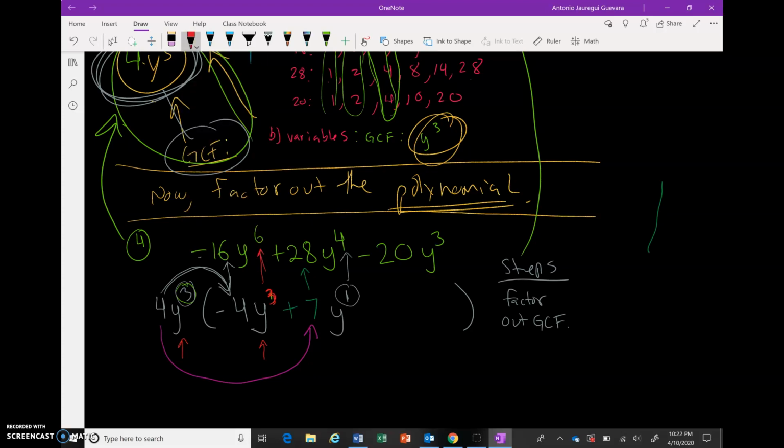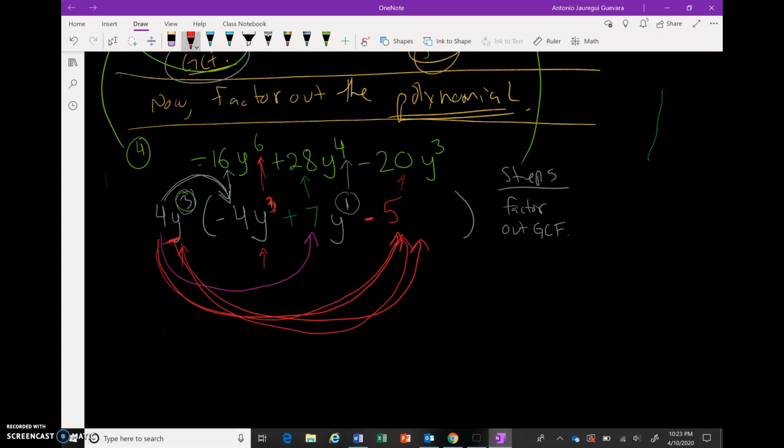So now we're going to do 4 times what number will give me negative 20? And I know that's got to be a negative. It'll be 4 times negative 5, because 4 times negative 5 will give you negative 20. And then, do I even need to put a variable here? We don't, because technically, when I multiply 4y cubed times negative 5, it already gives me negative 20y cubed. So that's it. We're done.